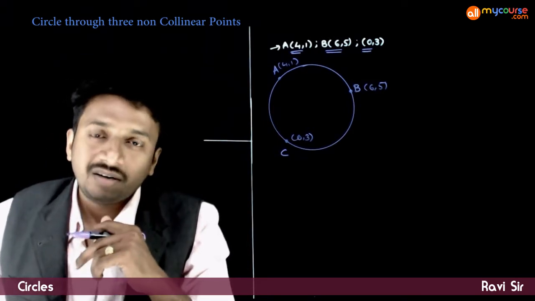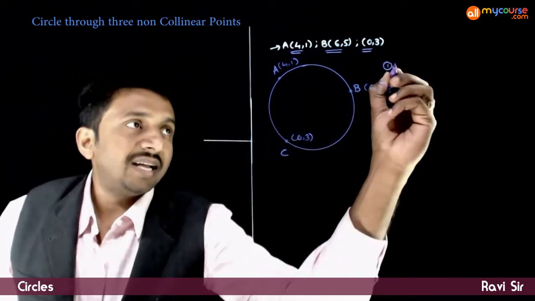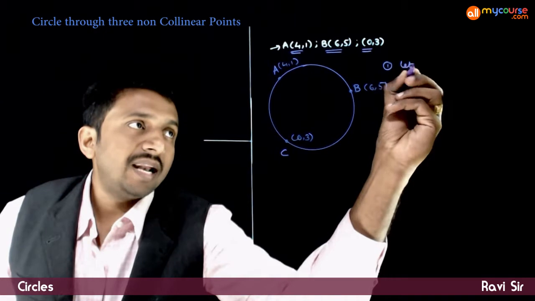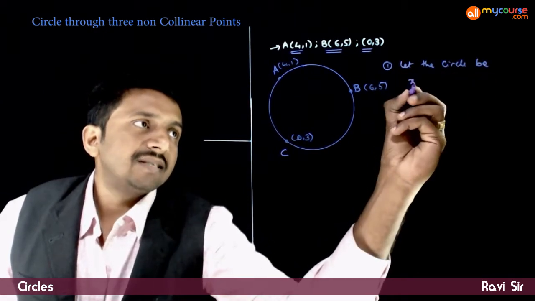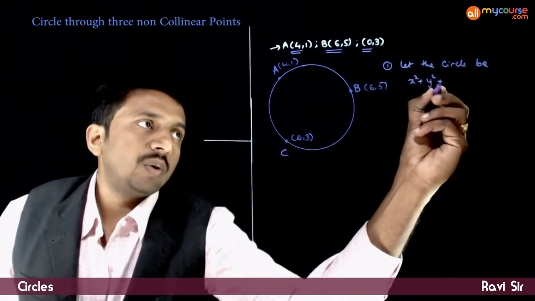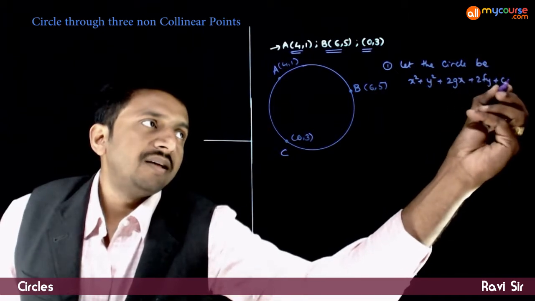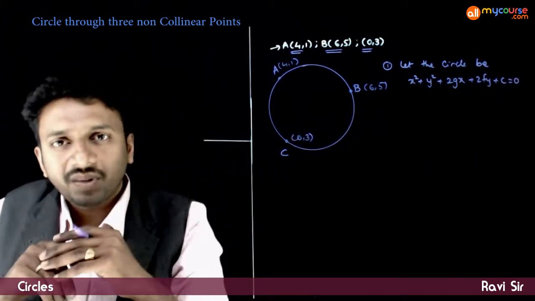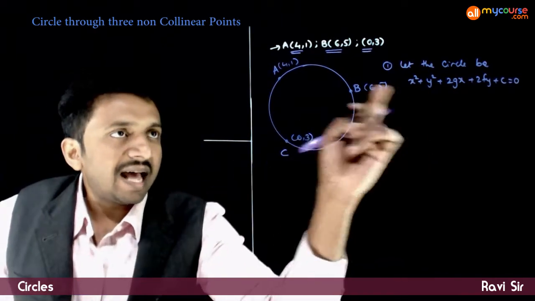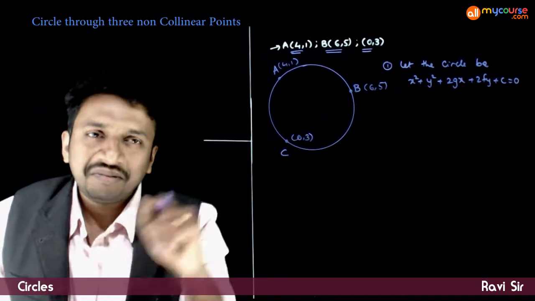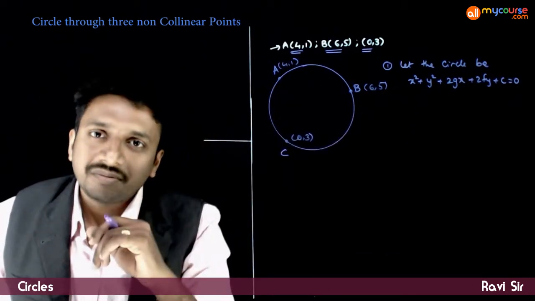One of the easy methods to do this is, first step, let the circle be x square plus y square plus 2gx plus 2fy plus c is equal to 0. So let this be a general circle. Now this circle has to pass through these 3 points. You have 3 pieces of information, so corresponding to each information, you get an equation.